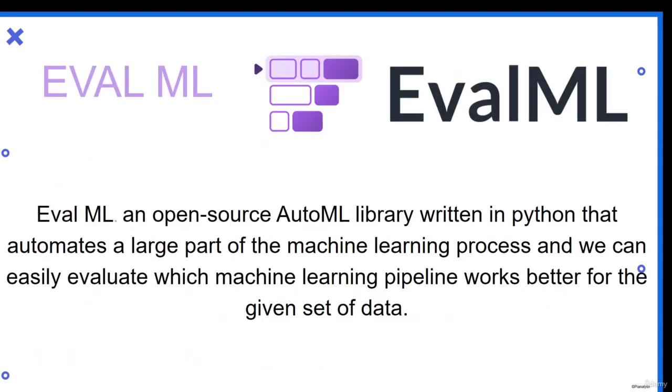So what is EvalML? EvalML is an open source AutoML library written in Python that automates a large part of the machine learning process, and we can easily evaluate which machine learning pipeline works better for the given set of data. This is a pretty popular library, and we'll be seeing these different aspects of it in the further sections.